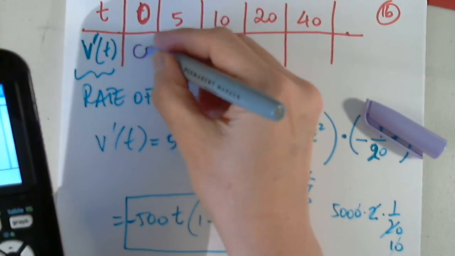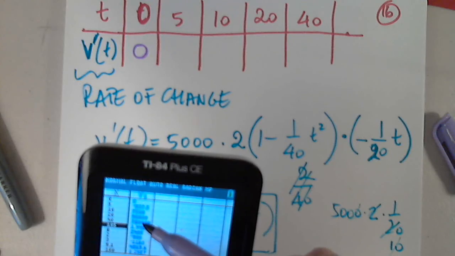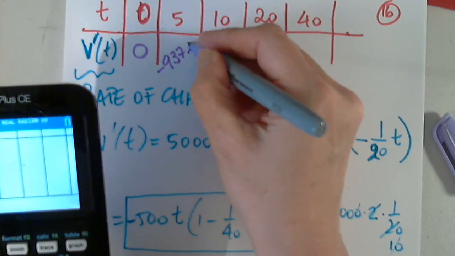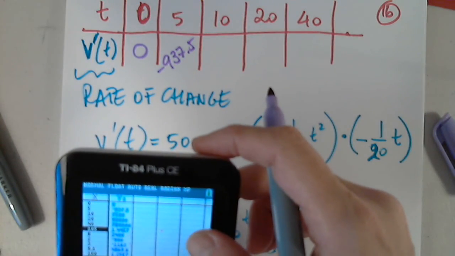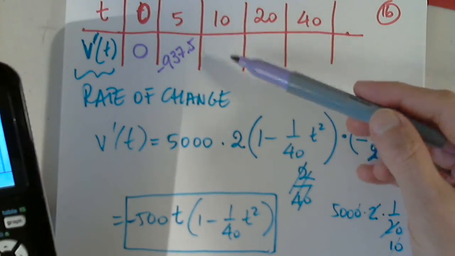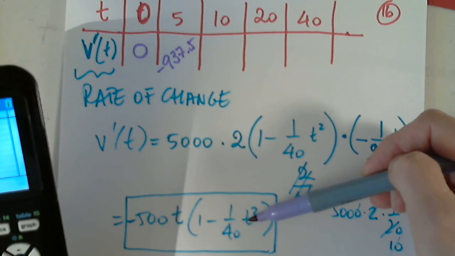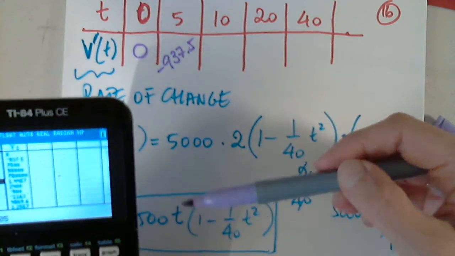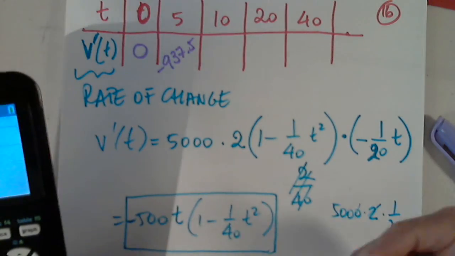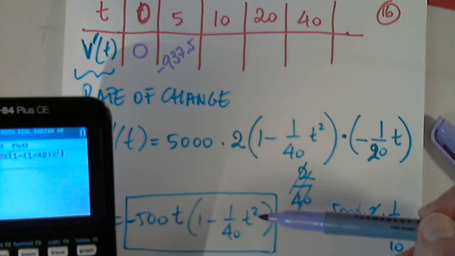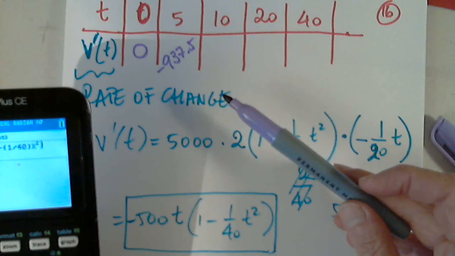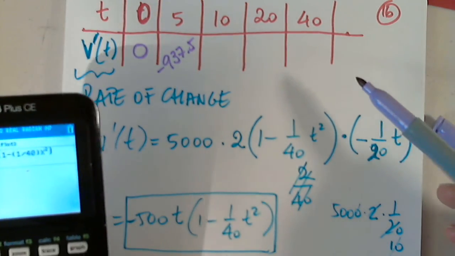So the first answer, of course, is 0 because t is 0. The second one for 5 is negative 937.5, and you'll tell me the measurement unit. I'm just looking for a second. This will be 40. Why am I not getting all of them negative? Let me check my function. Negative 500x, that's correct. 1 minus 1 over 40, that's correct. Times x squared, that's correct. Because they all should be negative.